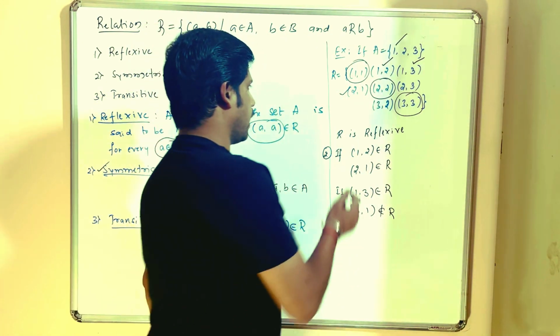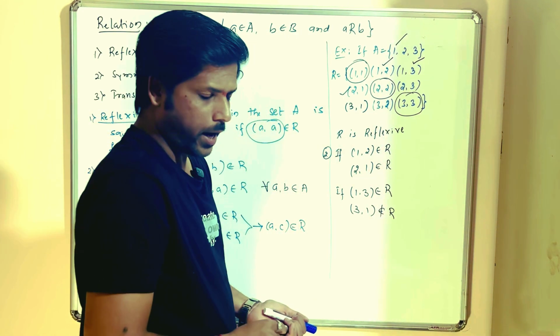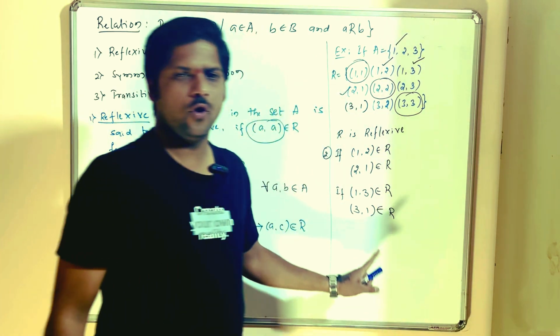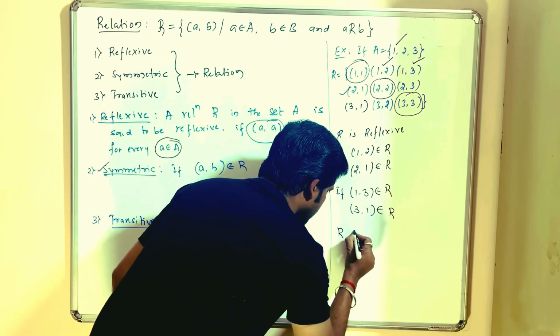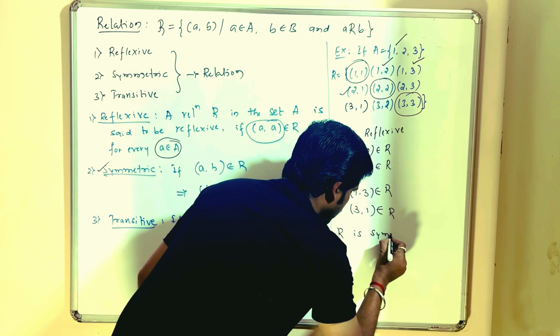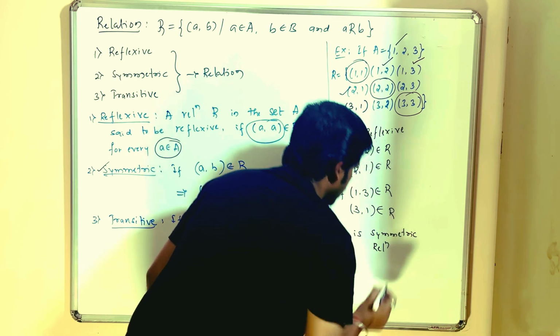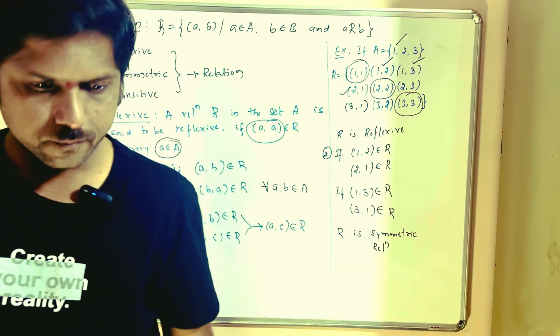Okay. Now I will write again. That is 3, 1. It means now 3, 1 also belongs to R. So therefore now R is also a symmetric relation. So R is a symmetric relation. Now we have to check the third one.